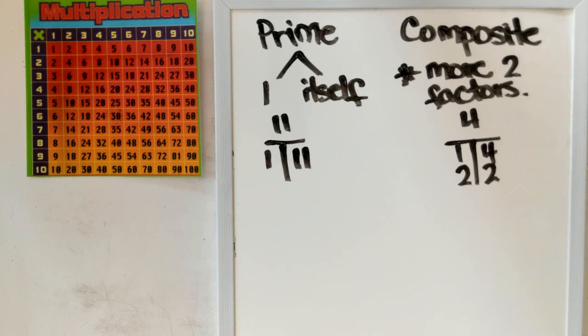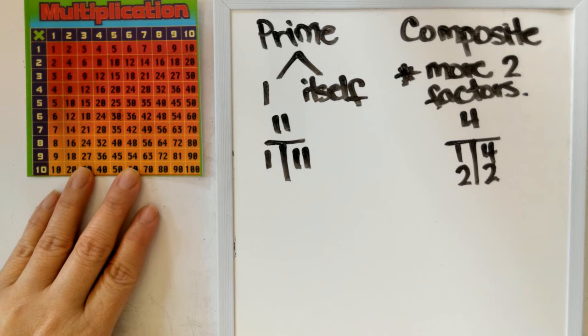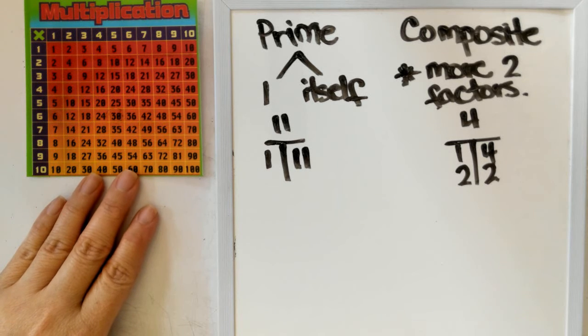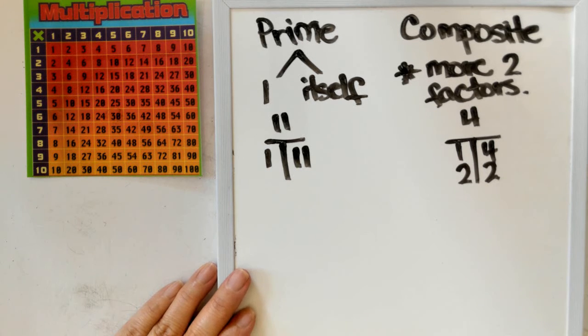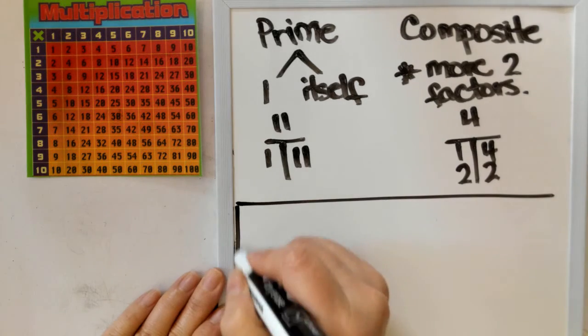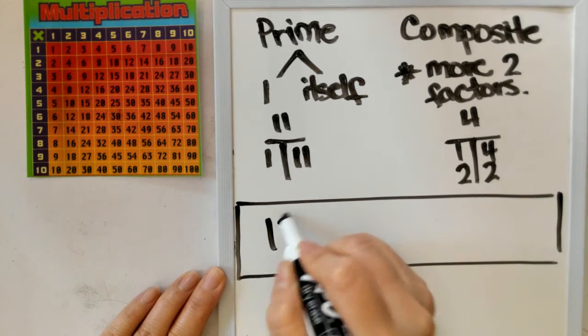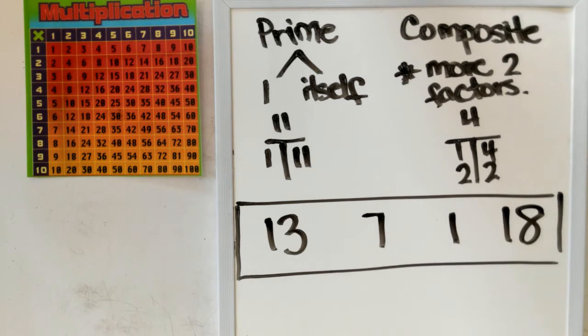Okay? Now, the multiplication table is really good if you're working with small numbers. And I'm going to show you how to use the multiplication chart in order to figure out some of your primes and composites from a list. So for example, if we have this list right here of 4 numbers, I have 13, 7, 1, and 18. How do I use a multiplication chart to help me figure out which one of these are primes and which one of these are composite?